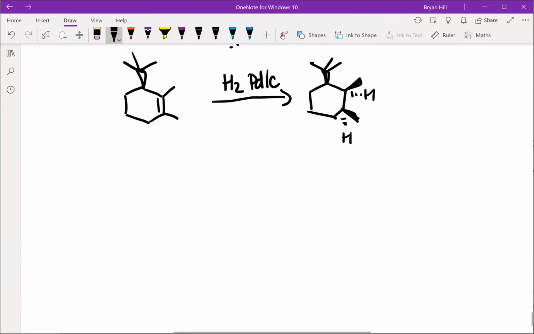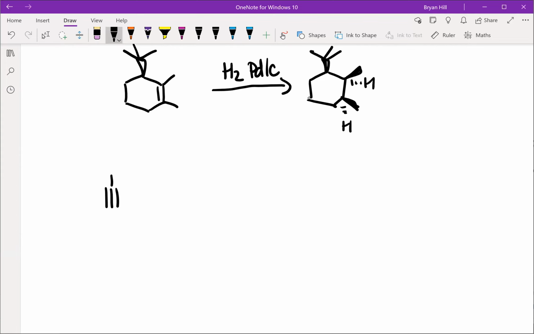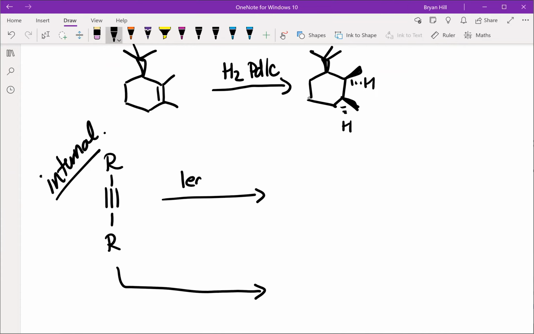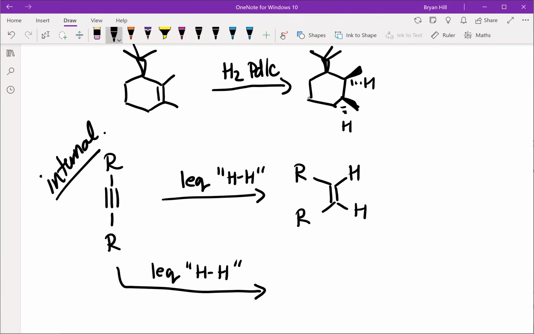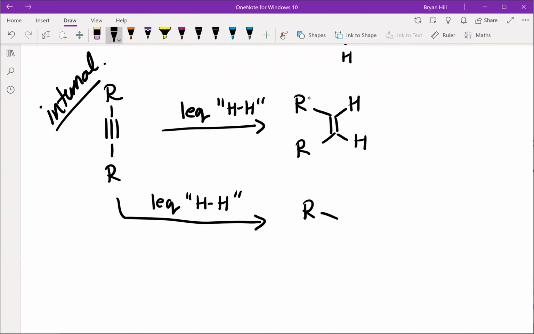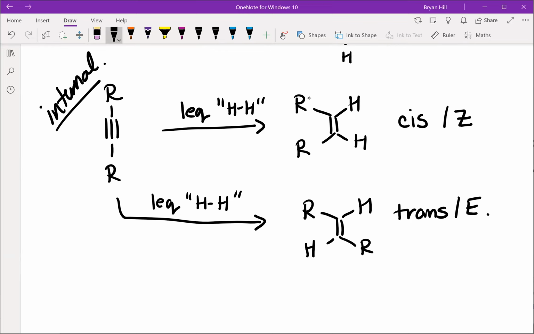Now with alkynes, there's something which is interesting here. So if we have, and let's do it with the internal, there's actually two different products that are conceivable from this. If you add one equivalent, and I'll put in quotation marks, one equivalent of HH, we could have a stereoisomer that looks like this, or we could have a stereoisomer that looks like this. So we could have cis or Z, or we could have trans or E as possible products.